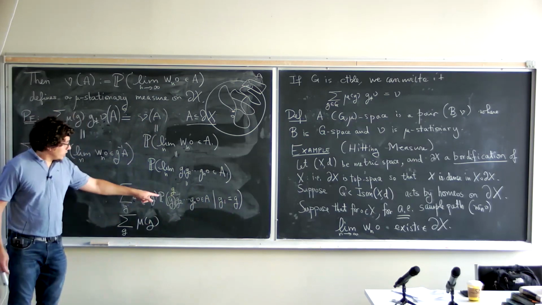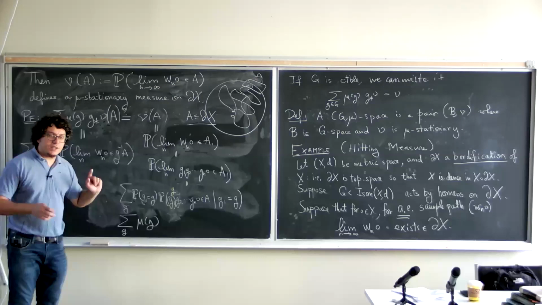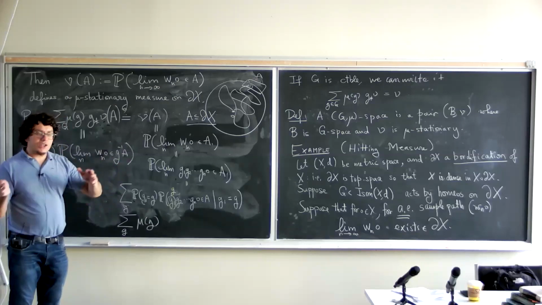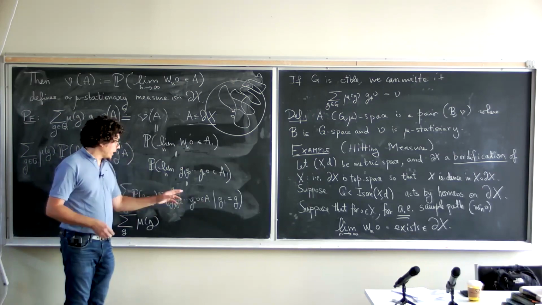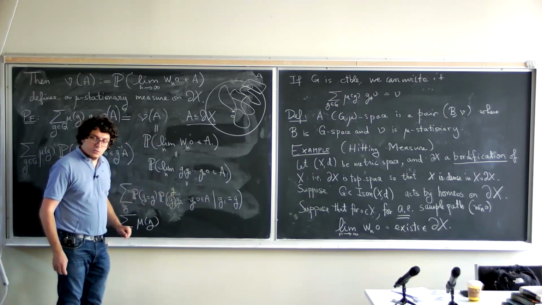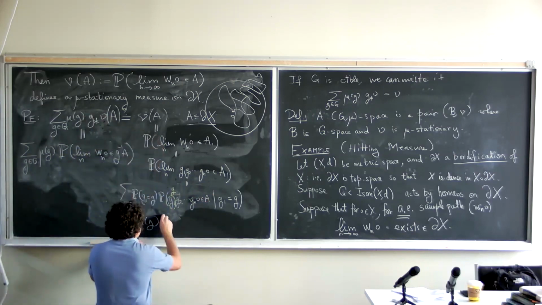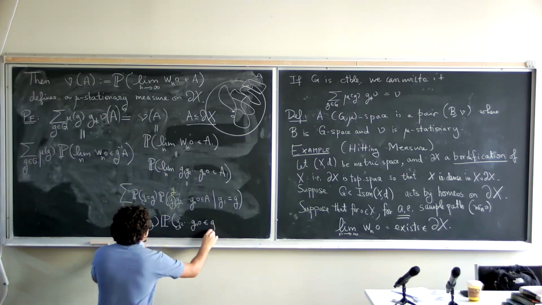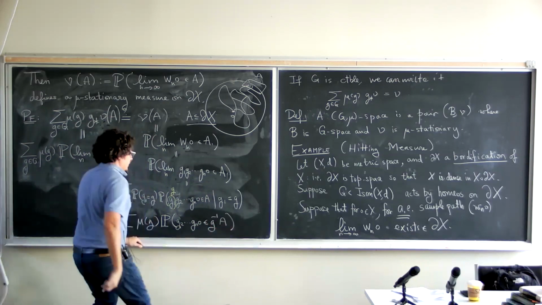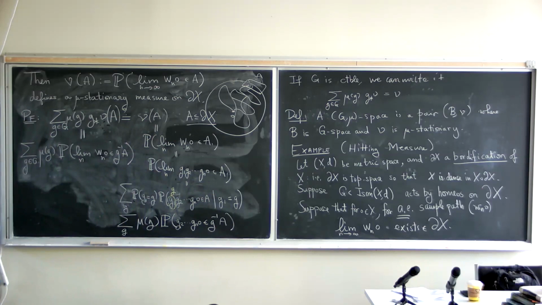But now, since there's this G action, if G1, G2, ..., Gn is in A, we can act by G inverse on both sides. So this is the same as the probability of G2, ..., Gn to be in G inverse of A. So you're basically just conditioning on the first step of the walk, and then you apply this G equivariance.